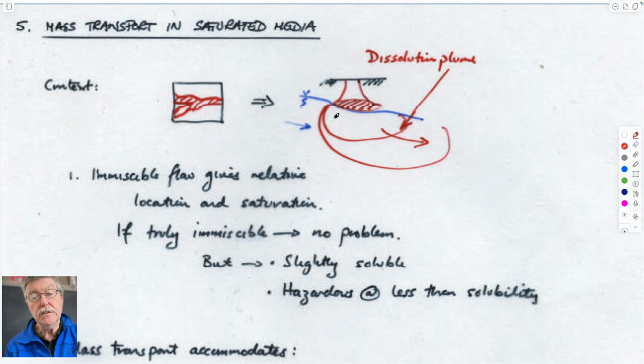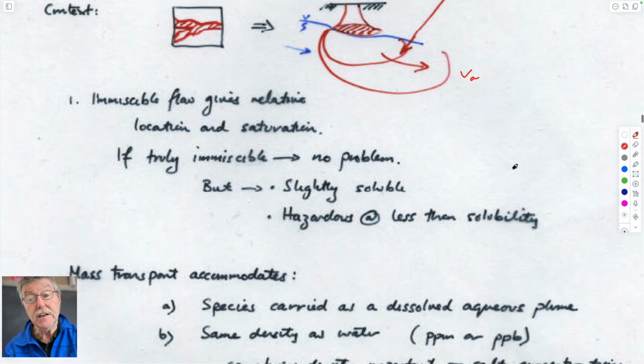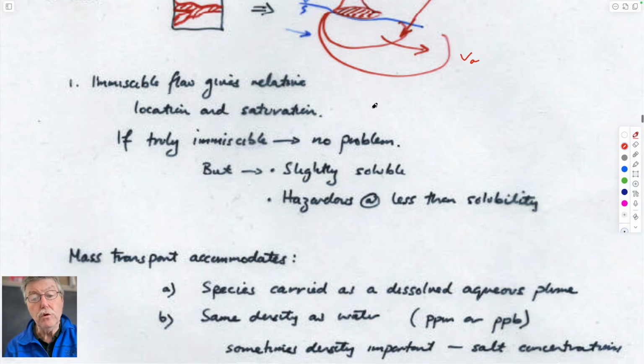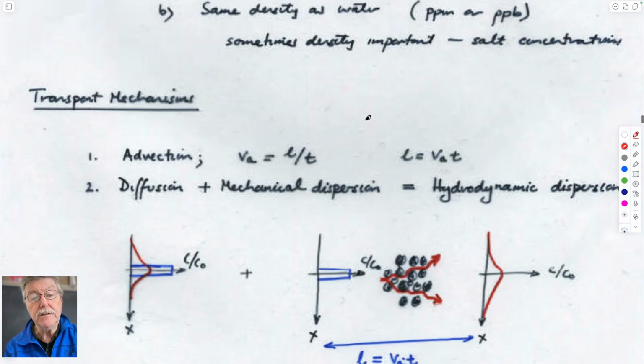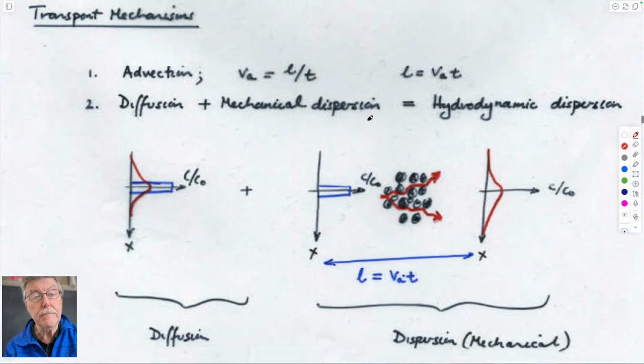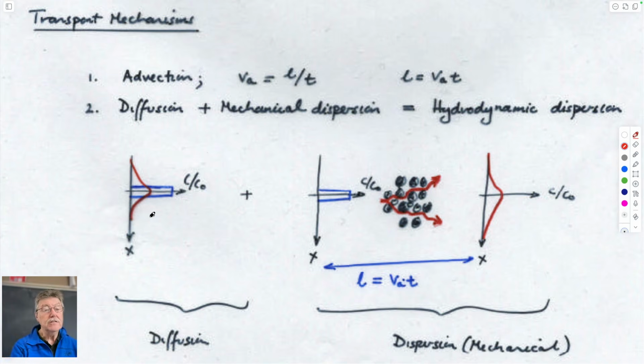We've got some free phase material in the base that can dissolve. It'll be carried by the motion of the groundwater, which is traveling at the advective velocity in some direction. And this is what is moving it from its located site. It's dissolved in the water in relatively low concentrations. And we can look at these two main mechanisms.